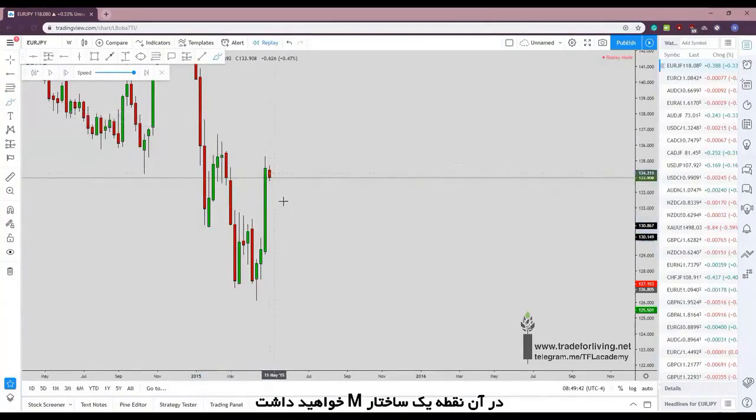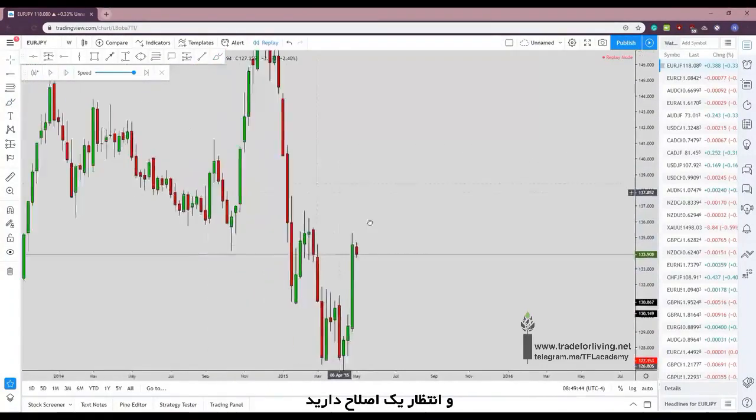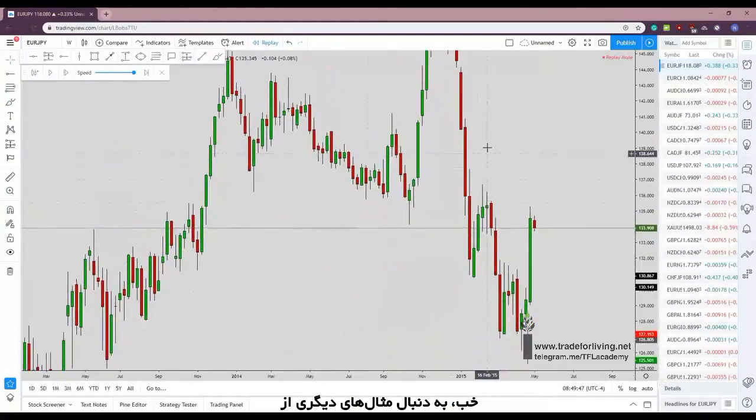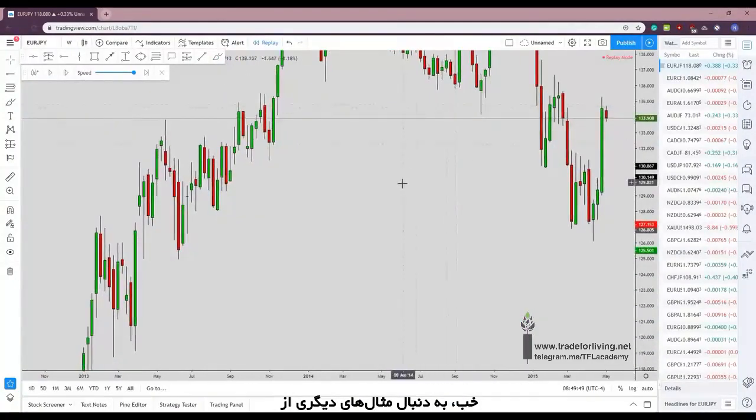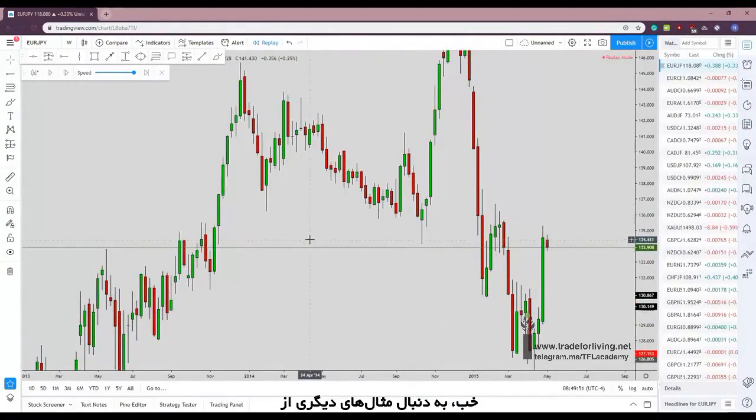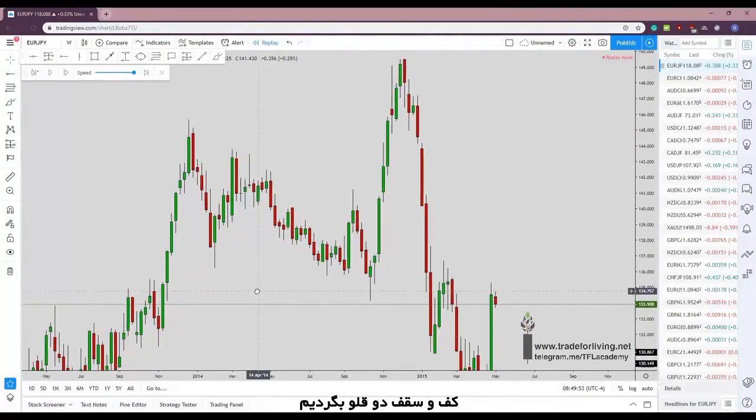At that point you have a confirmation, so you're expecting the retracement. Now let's keep going and let's see if we find other examples of double bottoms and double tops. Here you have another one.